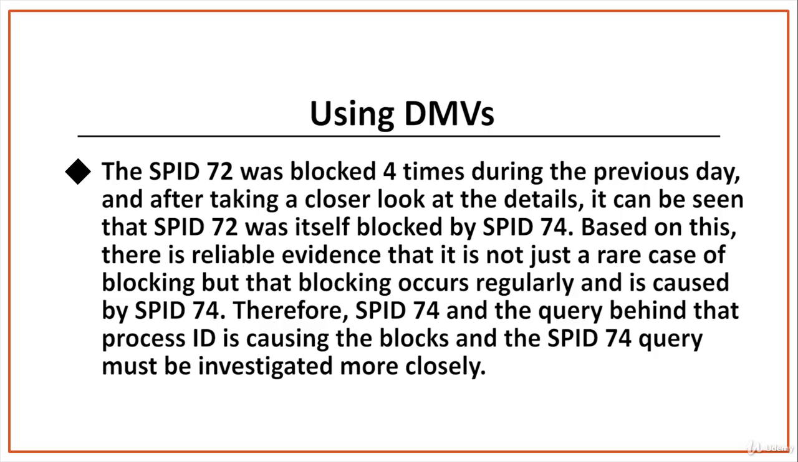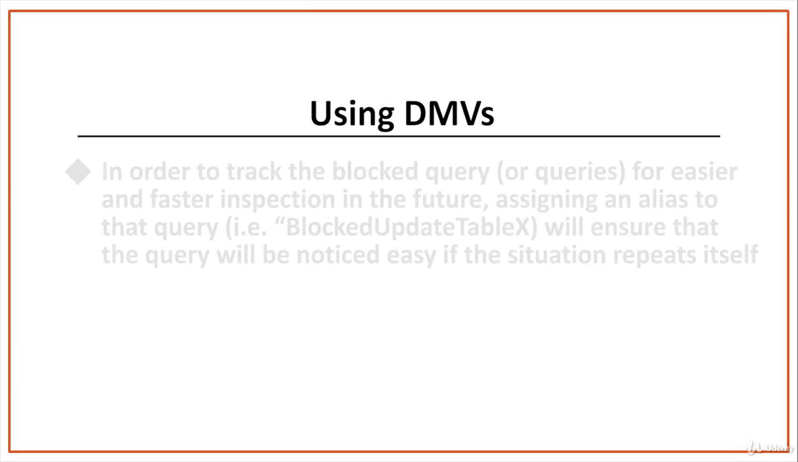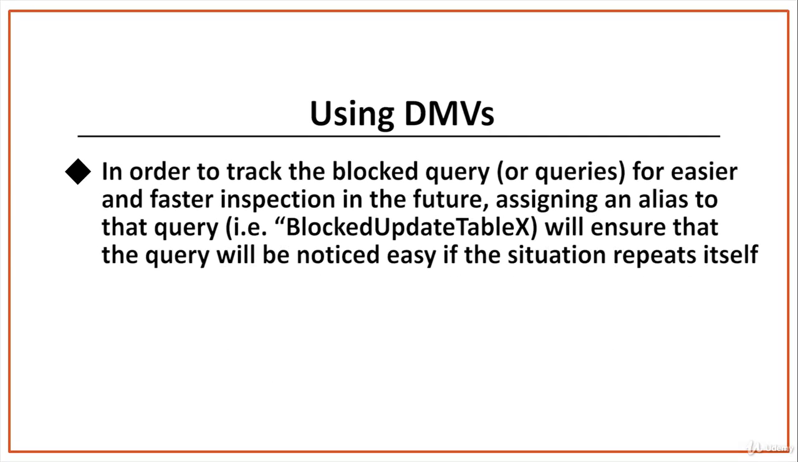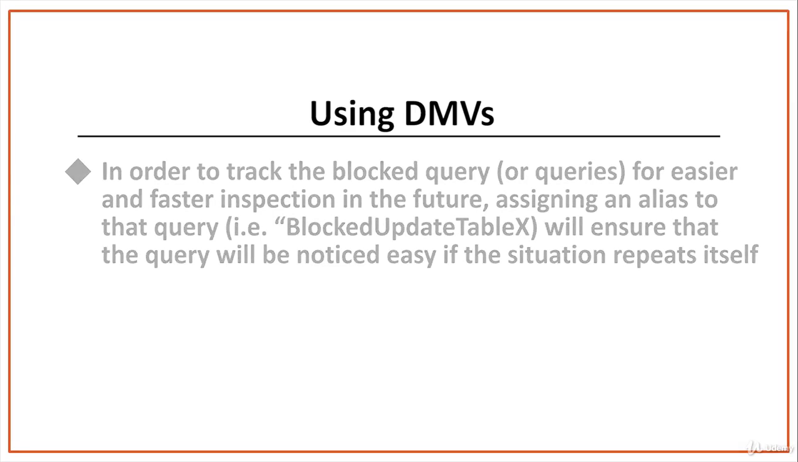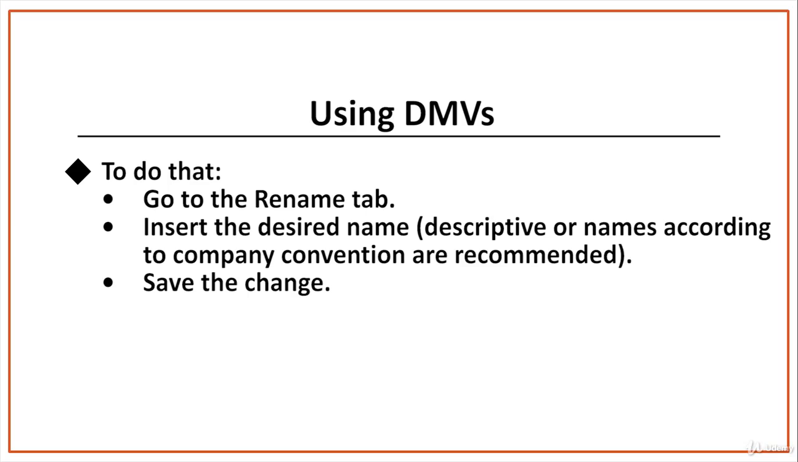and the SPID 74 query must be investigated more closely. In order to track the blocked query or queries for easier and faster inspection in the future, assigning an alias to that query, for example, "blocked update table X", will ensure that the query will be noticed easily if the situation repeats itself. To do that, go to the Rename tab. Insert the desired name. Descriptive names or names according to company convention are recommended. And then save the change.